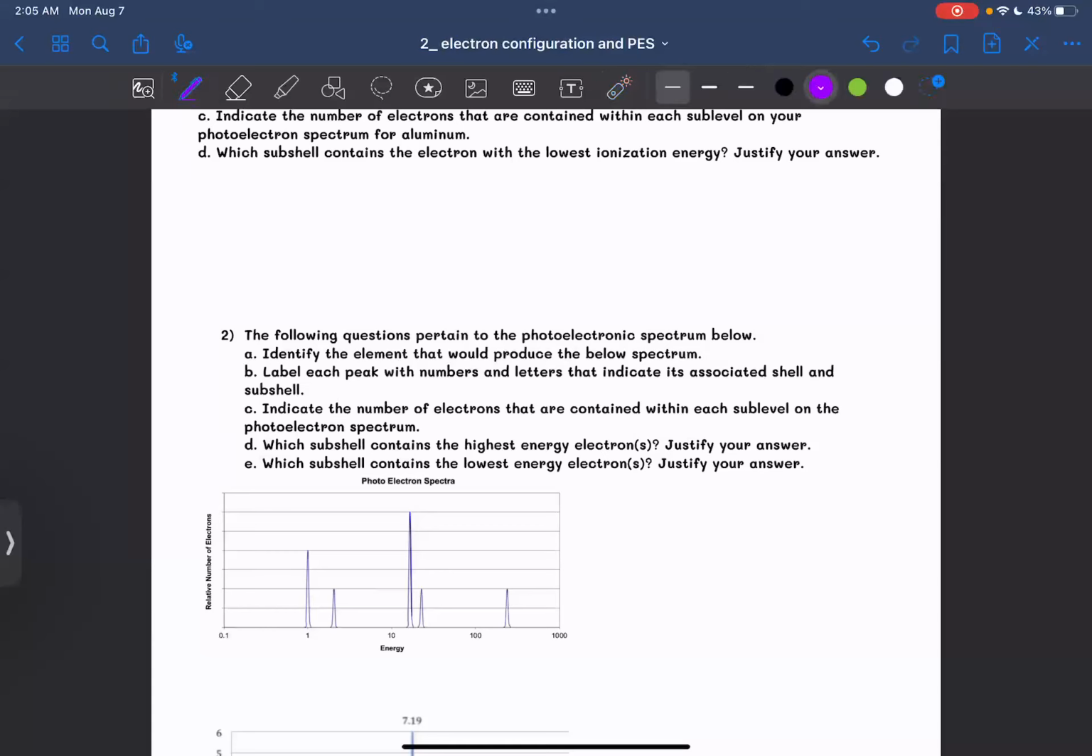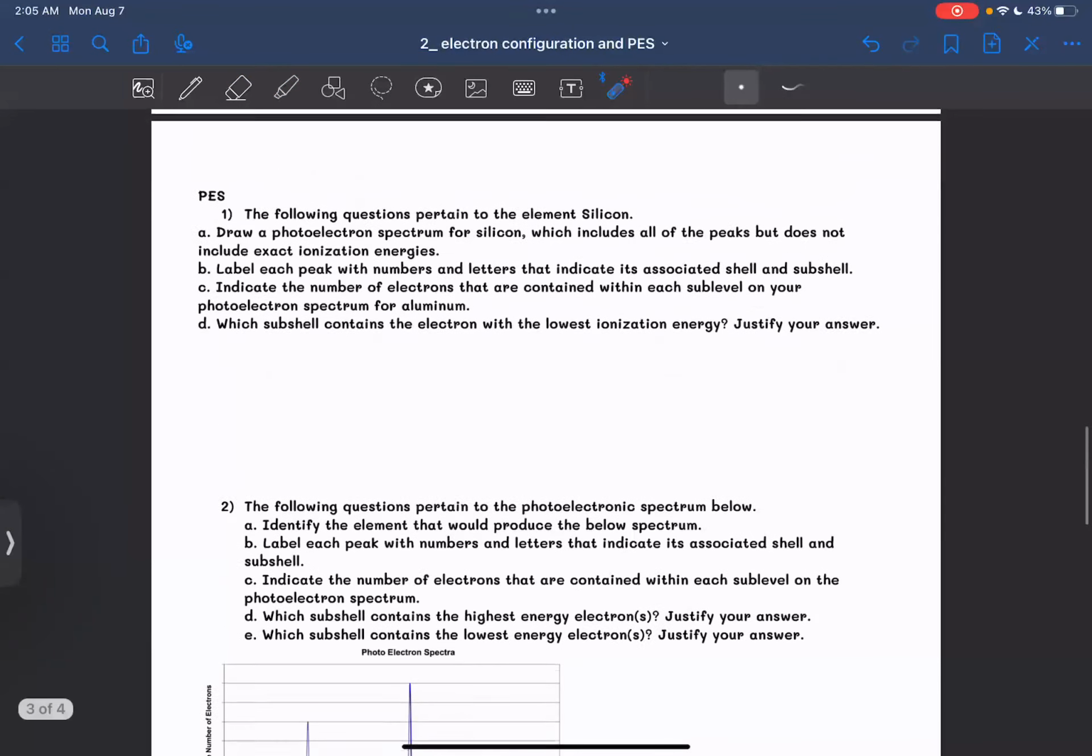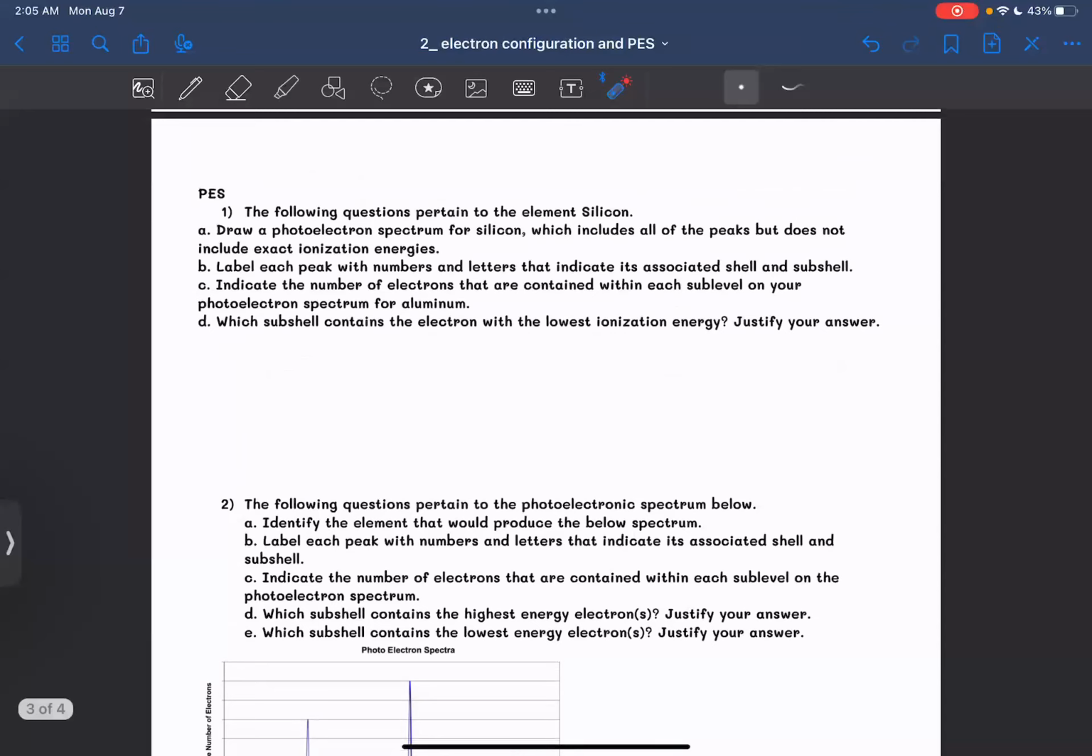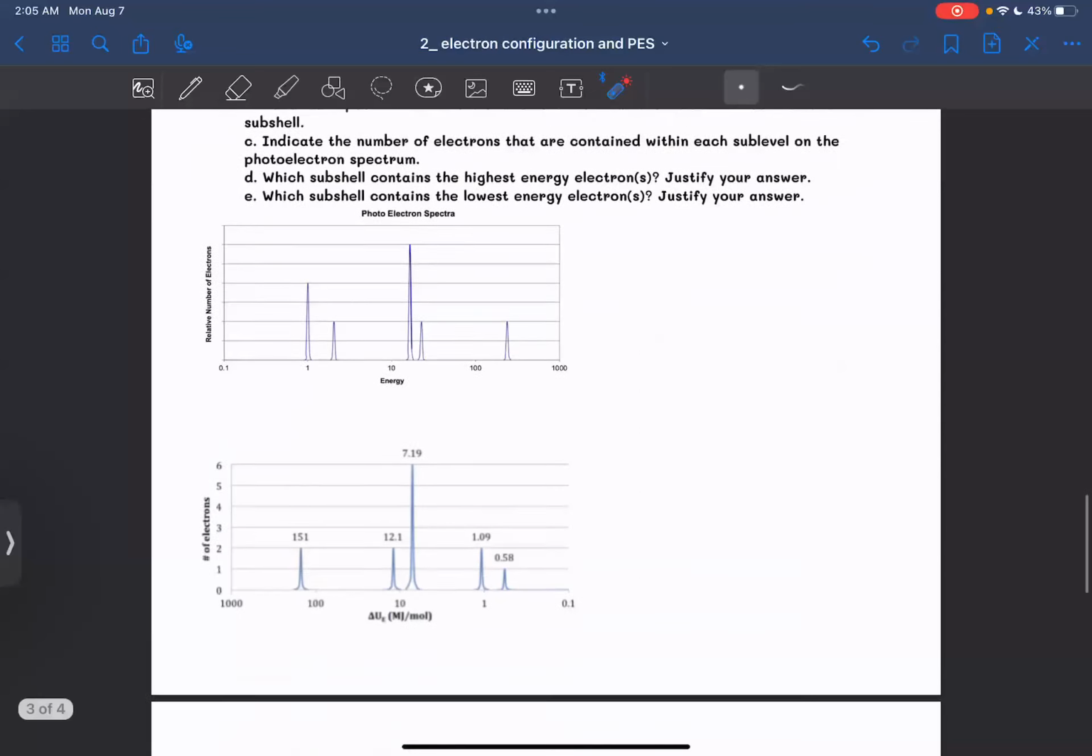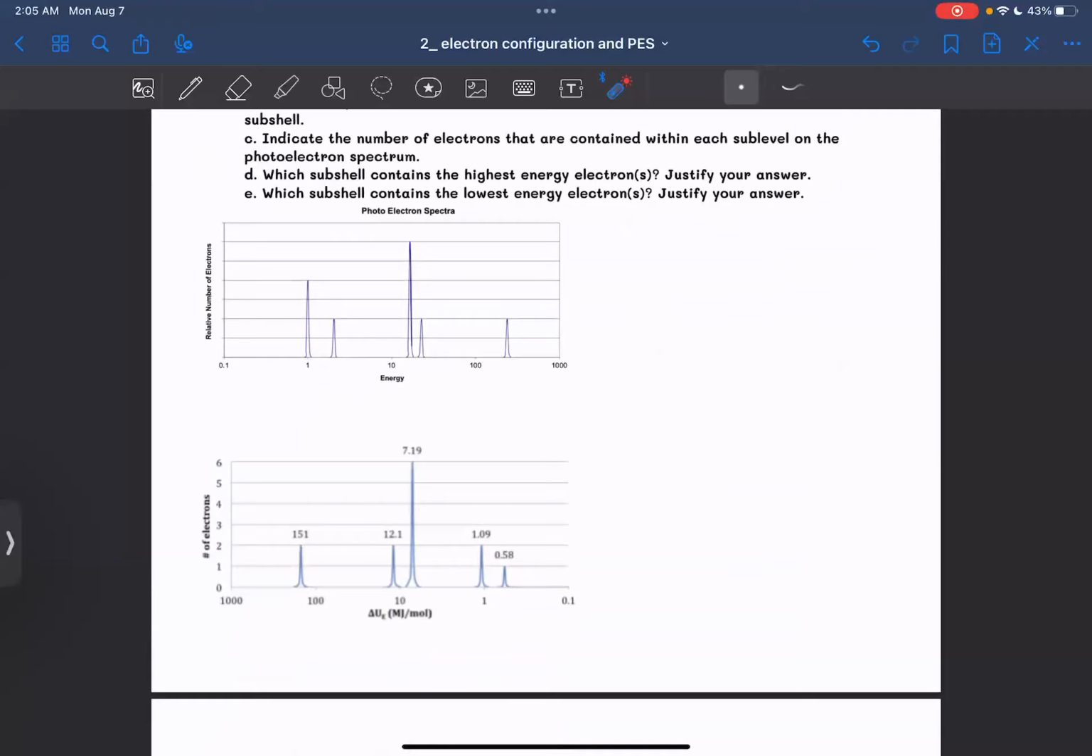Also, let's get back to this. Okay. All right. So when you're looking at them, let's go back to PES, photoelectron spectroscopy, right? So if you look at it, you're looking at the relative number of electrons.